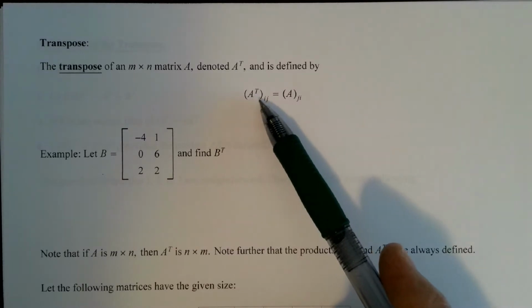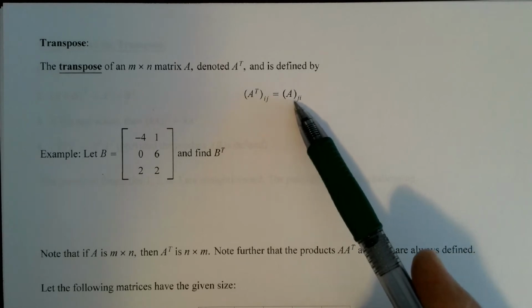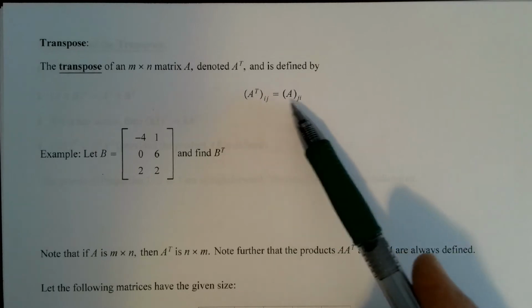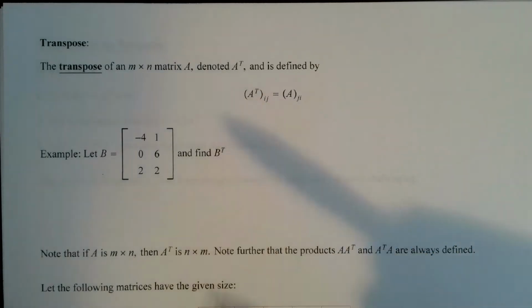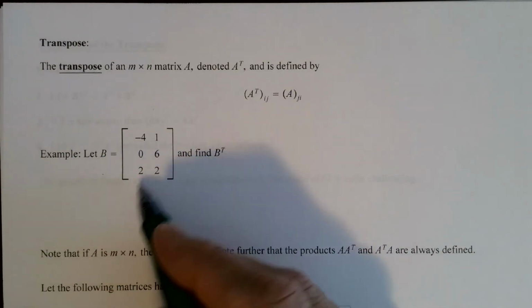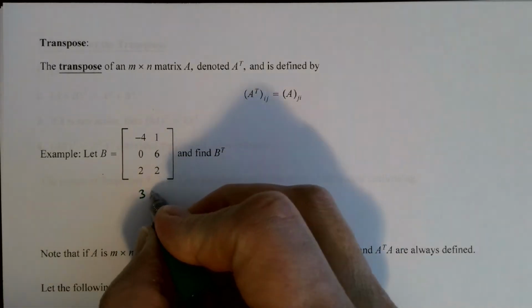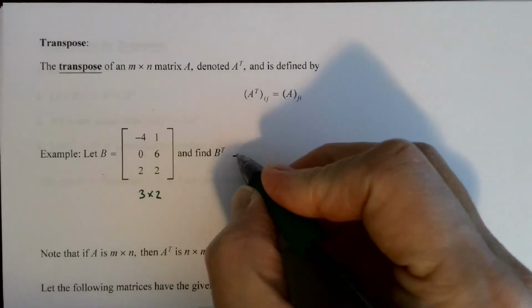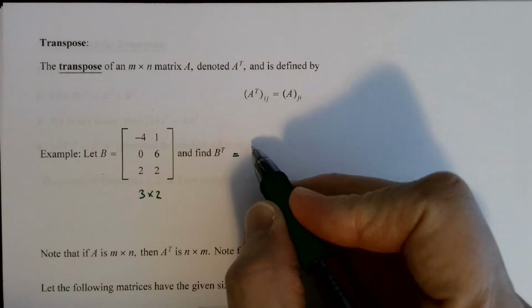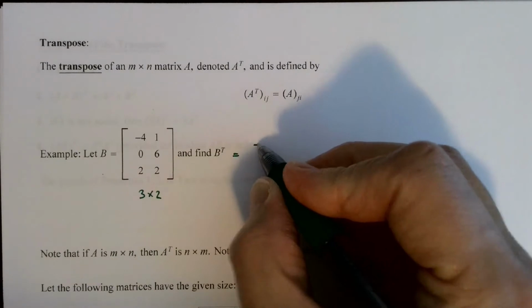The ijth entry of the transpose of a matrix is equal to the jith entry of the matrix. In other words, we simply swap the row and column locations in a sense. So let me explain. If B is this matrix, notice this is a 3 by 2 matrix, 3 rows and 2 columns, then what is B transpose? The entry in the first row, first column is the same as the first row, first column here, which is -4.